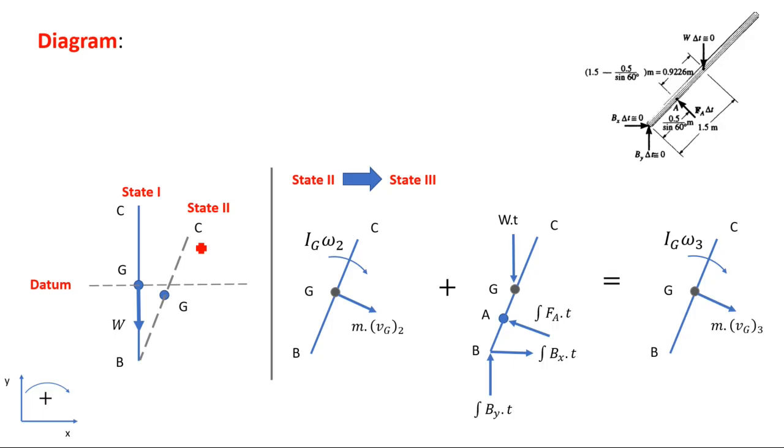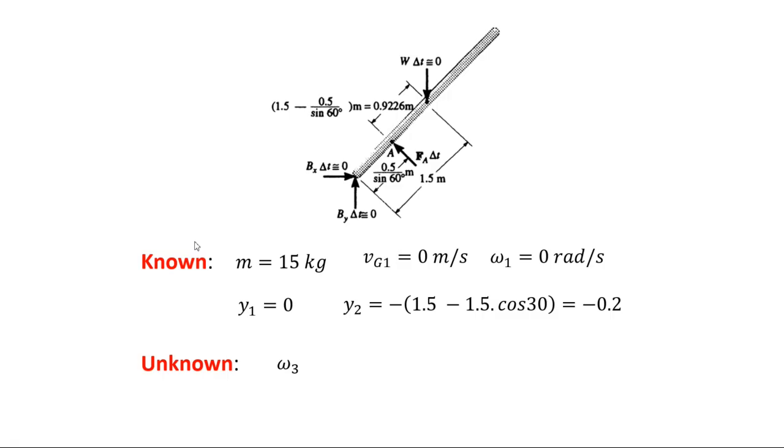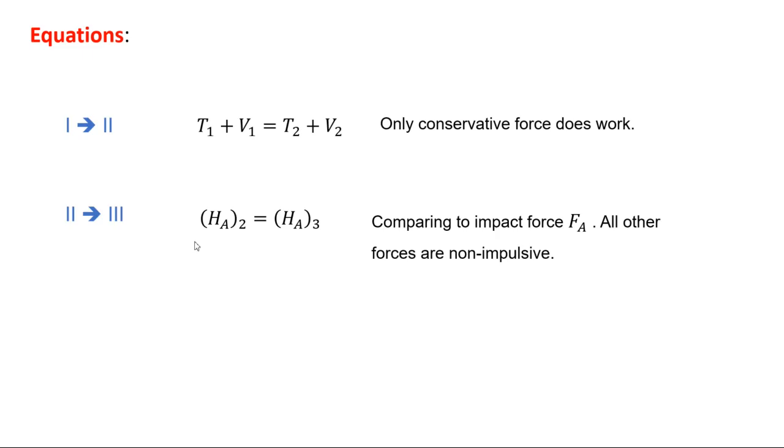Now let's collect the knowns and the unknowns. The knowns: the mass is 15 kilograms. Also, we know that the velocity of the point G1 is equal to 0 and the omega 1 is equal to 0. The y1 is 0, the y2 is going to be negative of 1.5 minus 1.5 cosine of 30, and this will be equal to minus 0.2 meters. The unknown is going to be the omega 3. To find the omega 3, I need to find the omega 2.